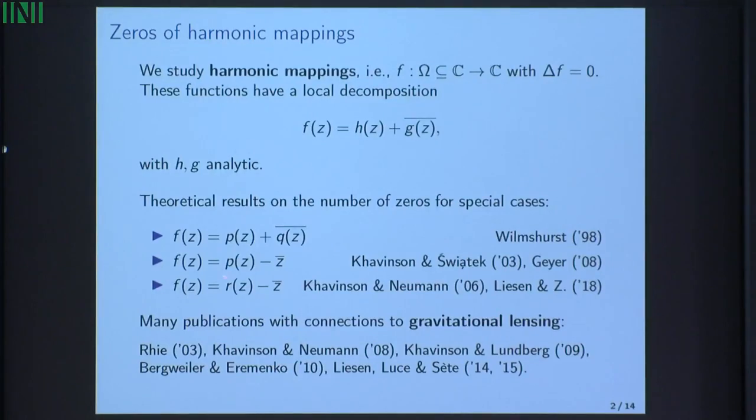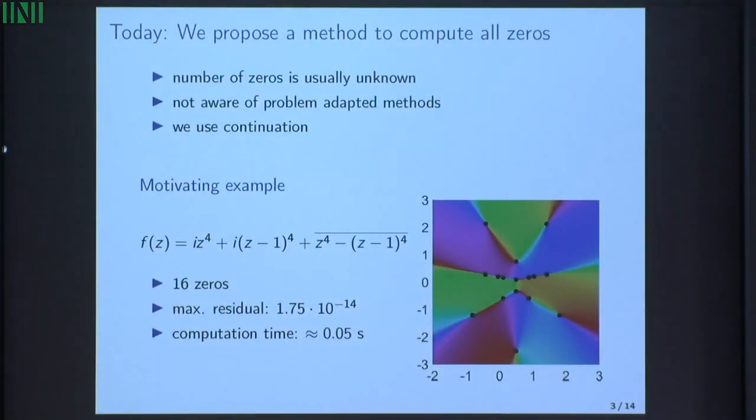And the latter functions are of particular interest when modeling gravitational lensing, which is a phenomenon in astrophysics. But even for this application, it's more important to actually compute the zeros and not only know what the maximum number is. And this is our topic for today. So we propose a method to compute all zeros of a given harmonic mapping. And this is kind of a hard problem because the number is usually unknown beforehand.